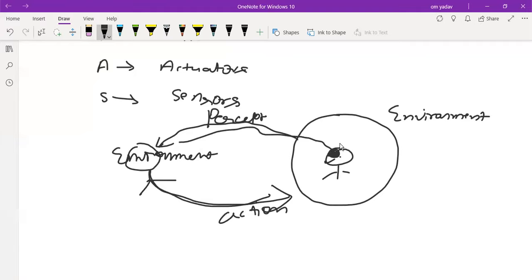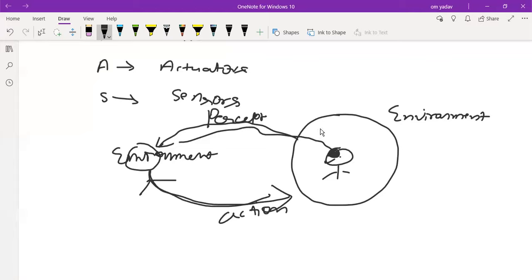Now suppose you are talking about human beings. Human beings have different senses like ears, eyes, touch. So we have different senses, and with the help of those senses we sense the data from the environment, right? And depending on that data we can take certain action.